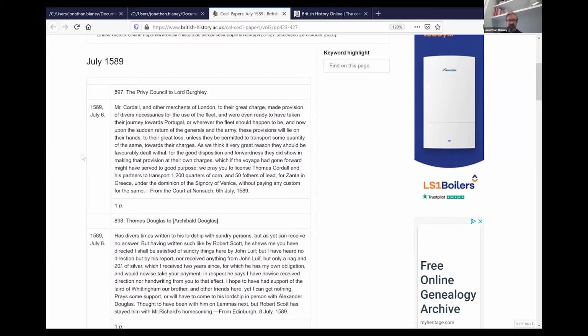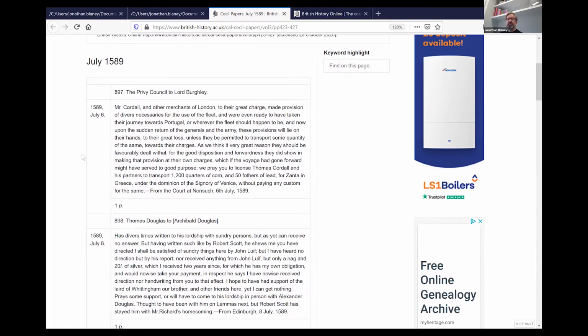Lord Burghley here is William Cecil. And so it's a summary of this letter from the Privy Council to Burghley. It tells you when it was written, where, Court of Nonsuch, just outside London, and on July the 6th, 1589. So we've got tons and tons of those. And the idea is that if you're very interested in this letter, you go to Hatfield House and you want to see the original manuscript, of which this is just a summary.